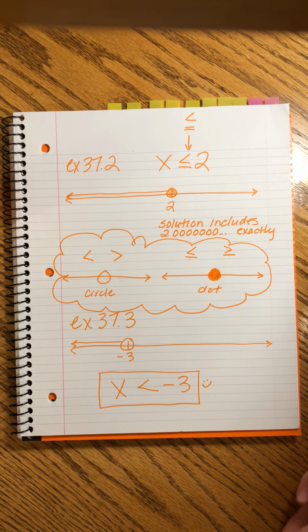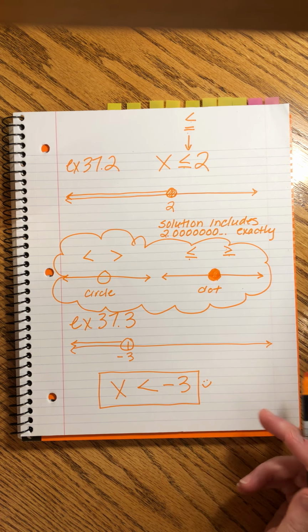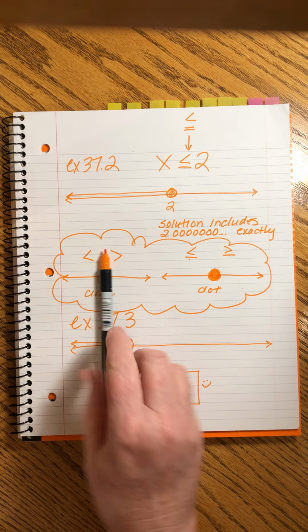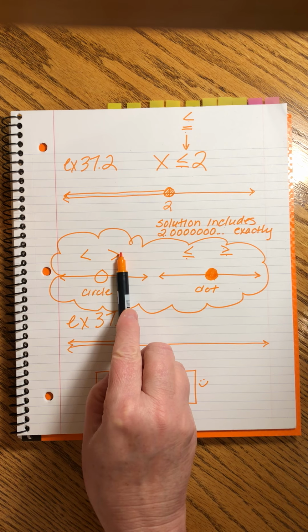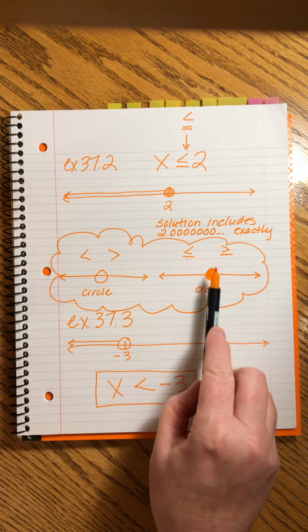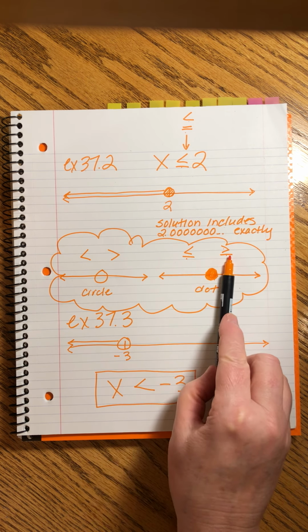Now, obviously, we're going to build on this wildly. We're going to be using this graphing for a long time, at least a year. So we'll go over this a million times. This is the part that everybody struggles with. Open circle means that you're not including the exact value. A closed dot means that you are.